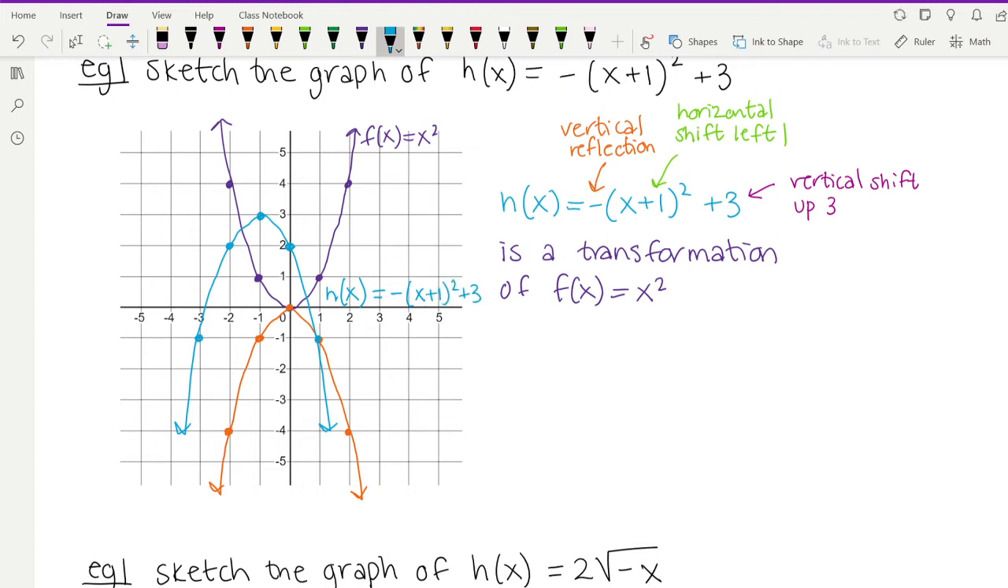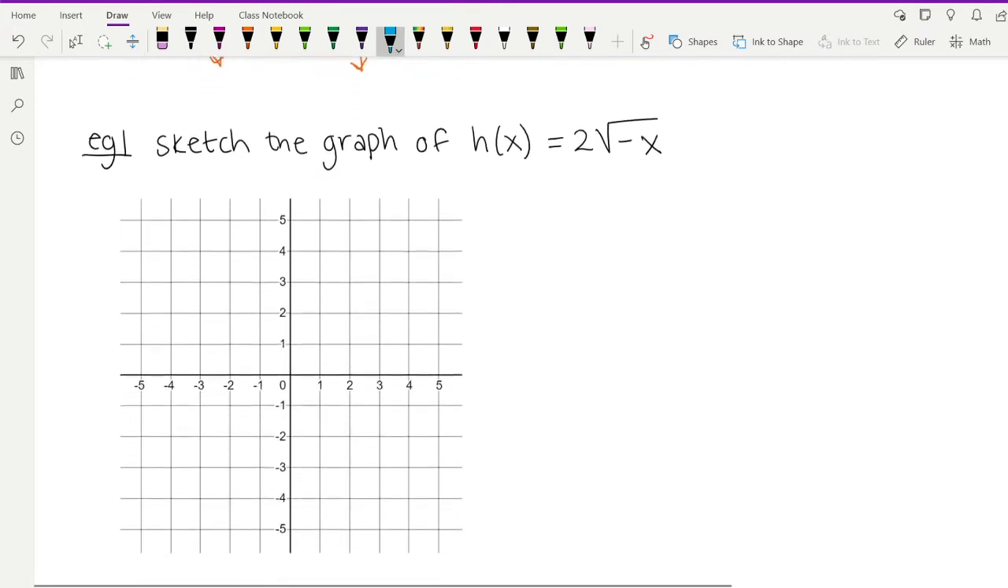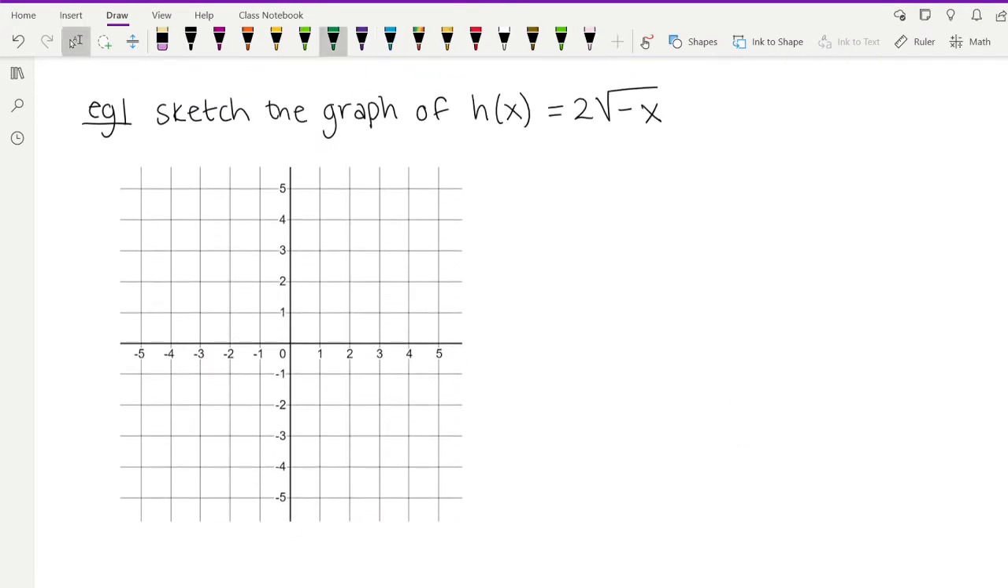So that's basically how transformations work, right? It's looking at your formula, making a comparison to a familiar function, and then figuring out what changes you need to make to the graph to reflect the changes in the formula. So let's do one more. So this one is h of x is equal to 2 times the square root of negative x.